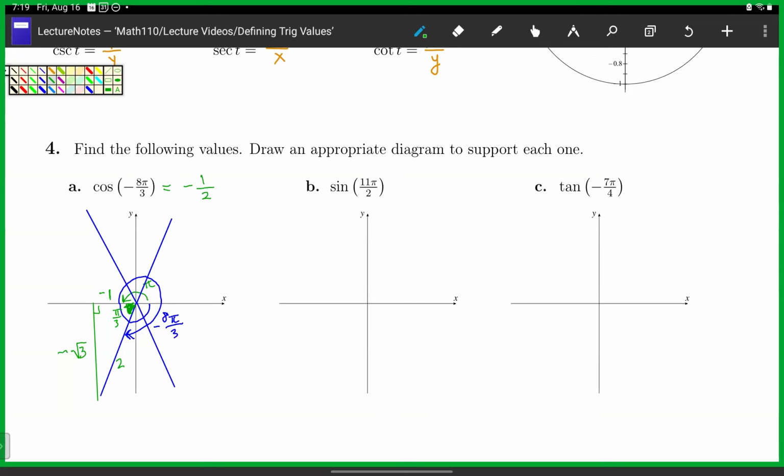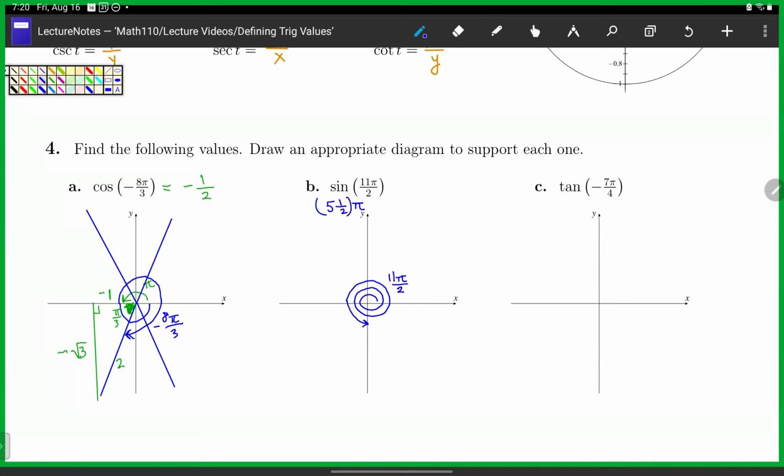Okay. Sine of 11 pi over 2. So I know that this is a pi over 2, and I need to do 11 of those. So 11 halves is 5.5 pi. So here's 1 pi, 2 pi, 3 pi, 4 pi, 5 pi, and another half pi. So that is 11 pi over 2.